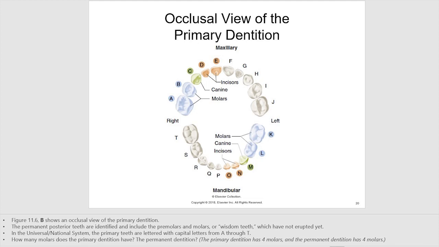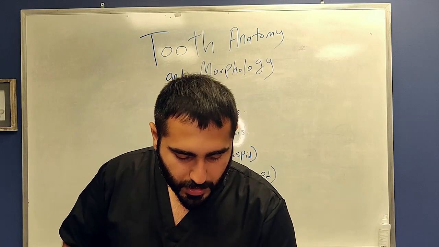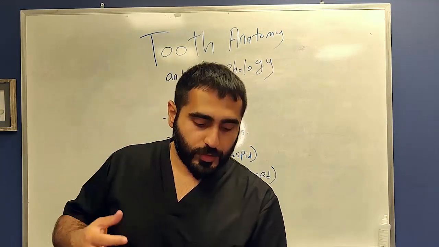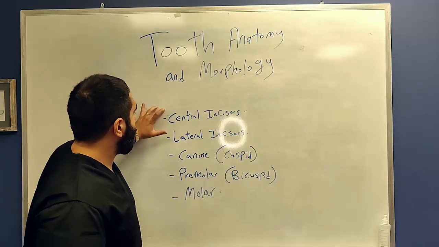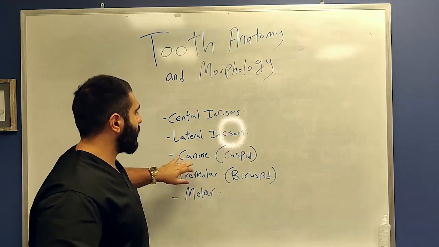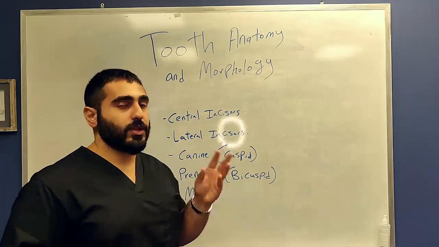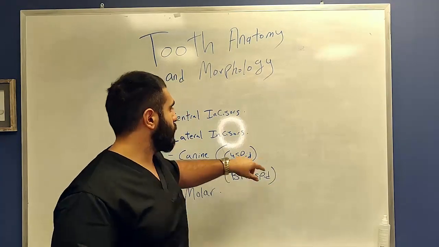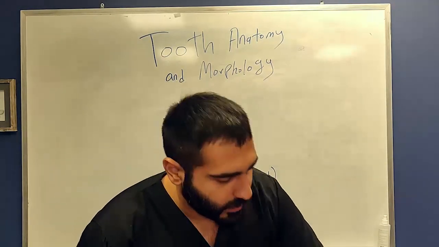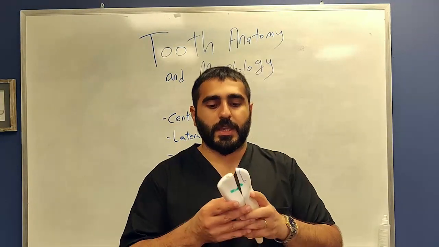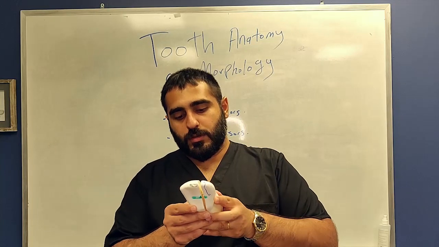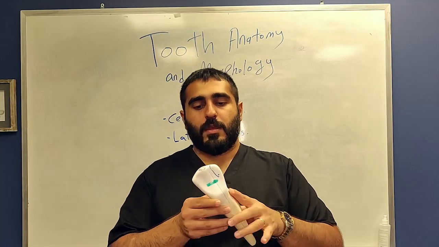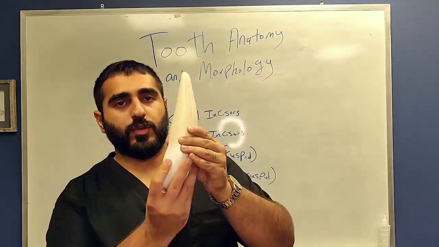Another thing that we can add to the anatomy of our teeth is the number of roots each tooth has. The central incisors, the lateral incisors, and the canines have single roots. So just like the drawing we had, or as you can see here, this is a canine. Canine as well has a single root.